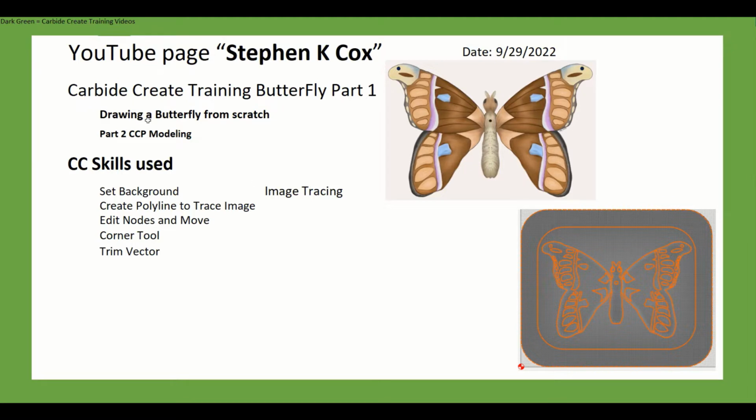So we're going to be drawing a butterfly from scratch, and then part 2 of it will be the CCP, Carbide Create Pro modeling. The Carbide Create skills used will be setting background, creating polylines to trace an image. We'll be using edit node and moving nodes. We'll be using the corner tool, and we'll be using trim vector. And then we're also going to show how to import an image and do an image trace.